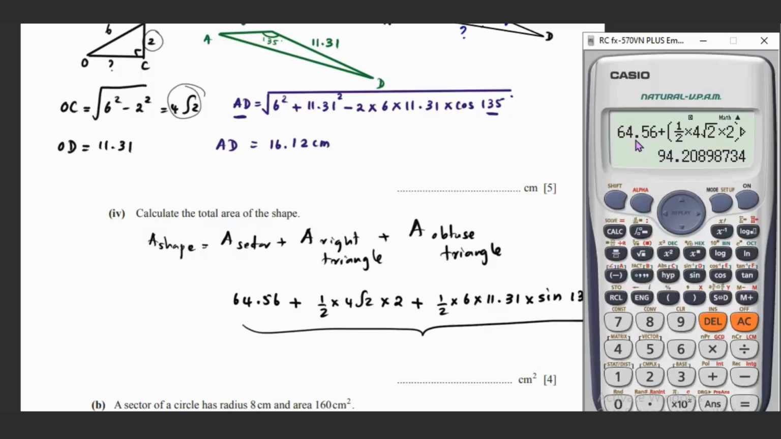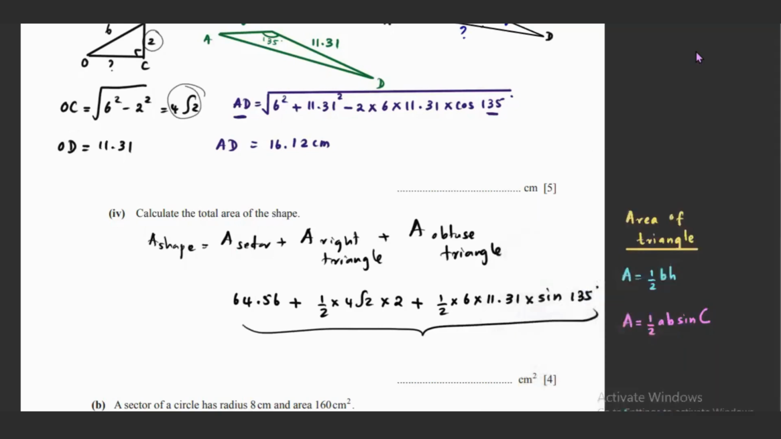Now I need to find this, which is 94.208. Correct to 2 decimal places, it will be 94.21. 94.21 square centimeters will be the area of the total shape.